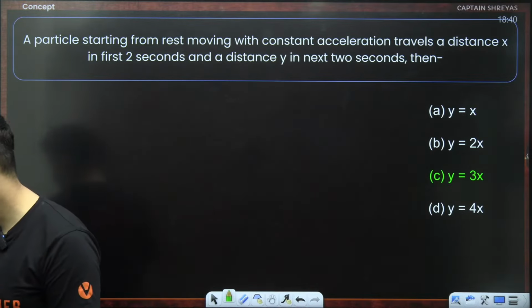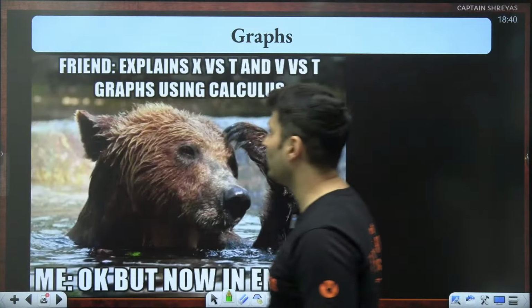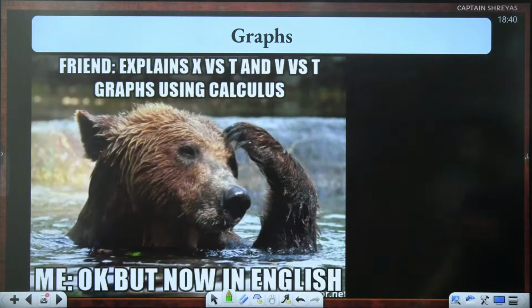Yep. This is also C for Captain. Shreyas, perfect. Awesome.